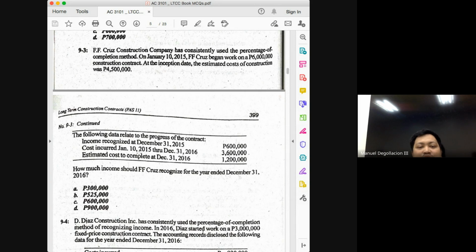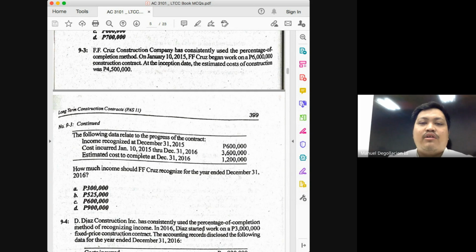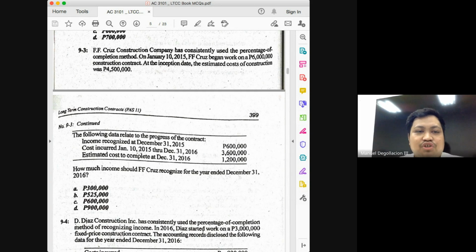How much income should the company recognize for the year ended December 31, 2016? And 2016 is the second year of construction. It was started in January 10. The 6 million here represents the contract price, while the 4,500,000 is the initial estimated cost of construction. So this is the initial cost at completion.